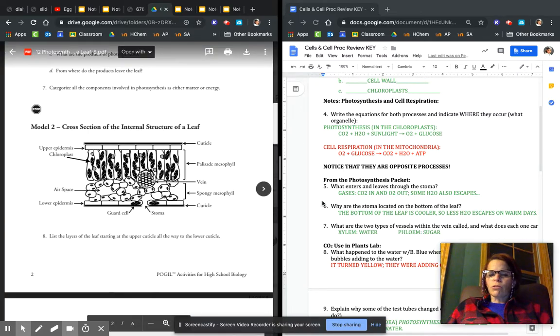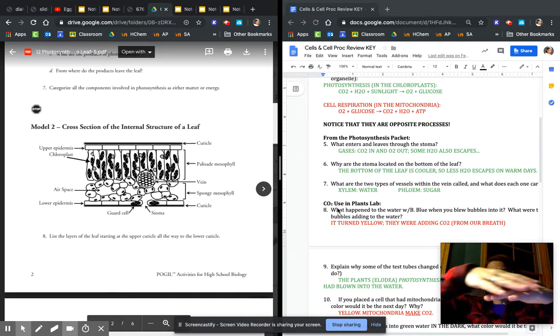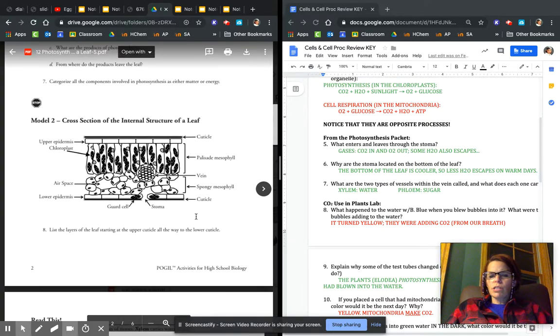They are located on the bottom of the leaf because the sun hits the top of the leaf and the top of the leaf gets hot. If the holes were located on the top of the leaf, water would evaporate out of the top of the leaf, and that's very bad for the leaf. That's very bad for the plant. So the stomata are located on the shaded part of the leaf so that less water escapes out of the bottom.